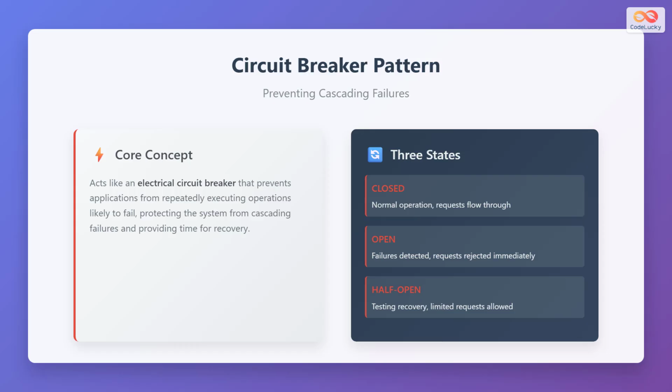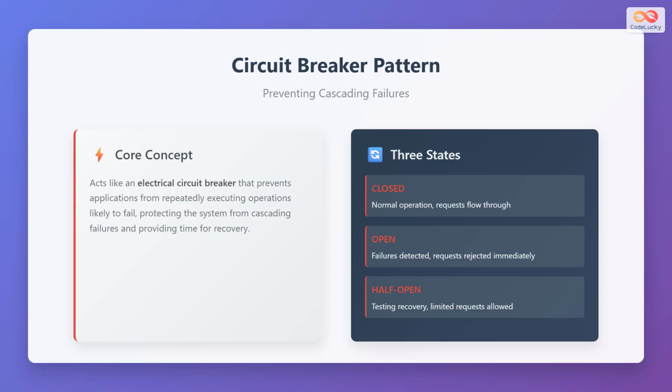The circuit breaker pattern is inspired by electrical circuit breakers and is designed to prevent cascading failures in distributed systems. When a service starts failing, instead of continuing to make requests that will likely fail, the circuit breaker trips and prevents further calls to the failing service. This gives the failing service time to recover while protecting the calling service from being overwhelmed. The circuit breaker operates in 3 distinct states.